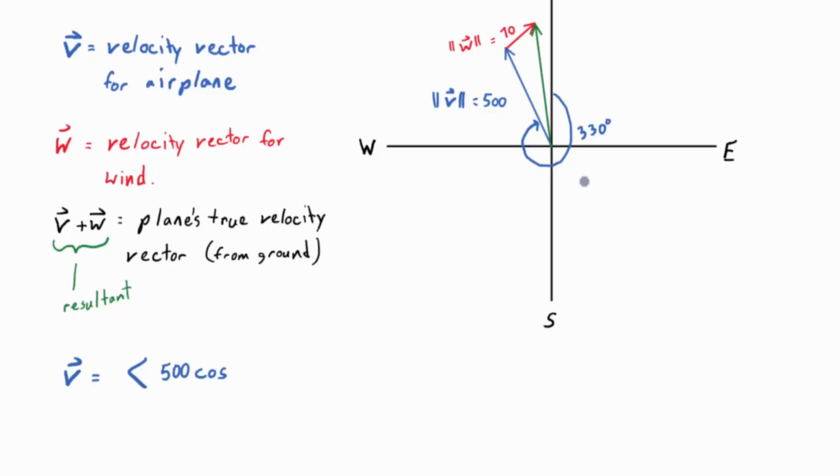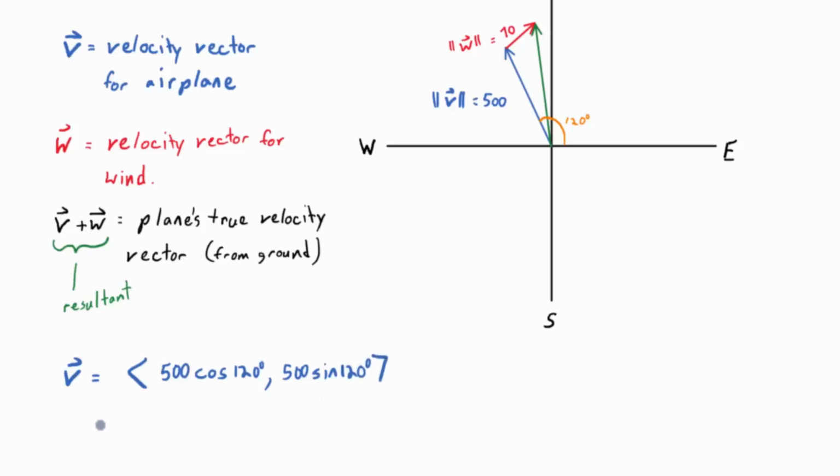Well, what's the leftover angle? 30, and then the northeast quadrant takes up 90, so 120? So 120, does everybody see that? 30 plus 90. Okay, so we're good there. So the horizontal component 500 cosine 120, vertical component 500 sine 120.